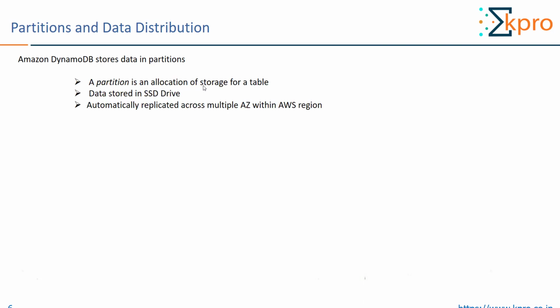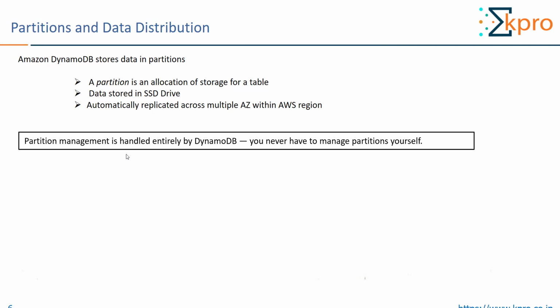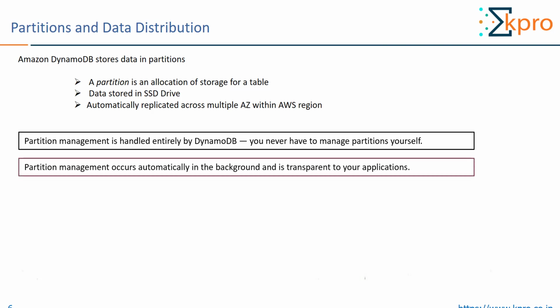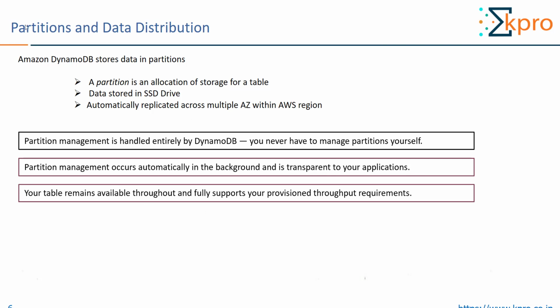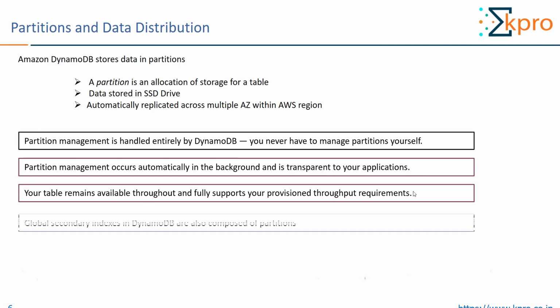Now, partition and data distribution, just for informative purposes. Amazon DynamoDB stores data in partitions. A partition is a collection of storage for the table. Data is stored on SSD drives and automatically replicated across multiple availability zones within the region. The partition management is handled entirely by DynamoDB. You never have to manage partitions yourself. I told you this is a DBA-less database. No DBA is required here. Partition management occurs automatically in the background. It is transparent to your application. Your application will not get affected. Your table remains available throughout and fully supports your provisioned throughput requirement.